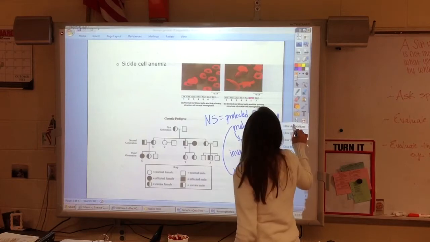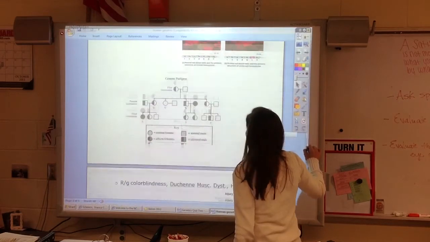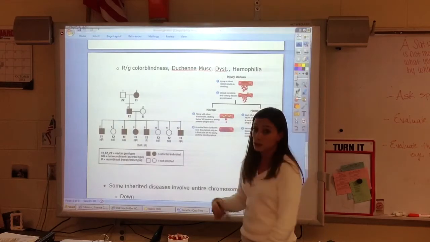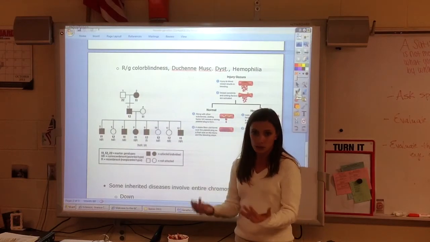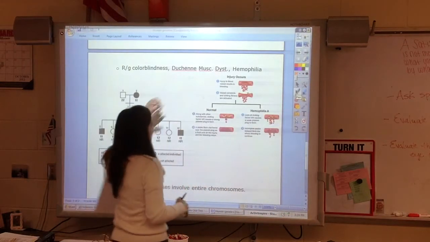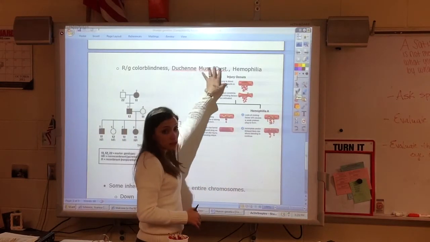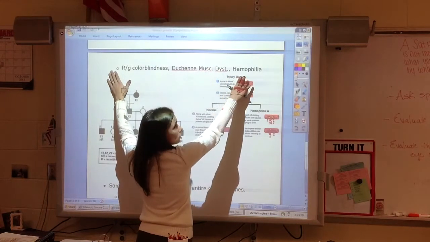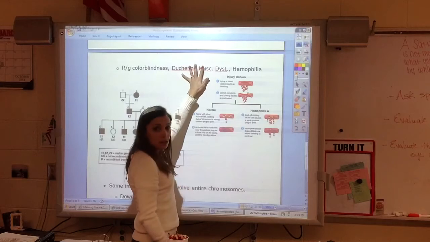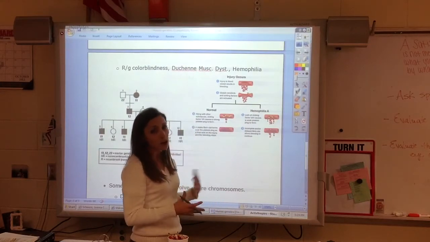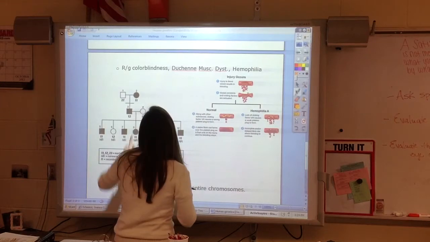So the last part is on sex-linked traits, and there are 3 that you probably want to go ahead and try to memorize because they're so very common. The first is red-green color blindness, the second is Duchenne muscular dystrophy, and the third is hemophilia. So you're probably pretty familiar with these 2. This one is a little unusual and not as commonly known, but we just want to have heard about it.